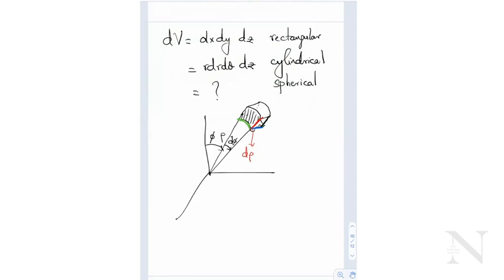So the green one, which is this arc here. Just like we did for the polar coordinates, it's going to be the radius, which is rho, times the angle. This arc length is the radius times the angle in radians, so it's going to be rho d phi.